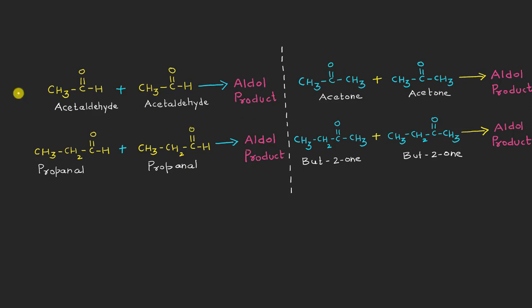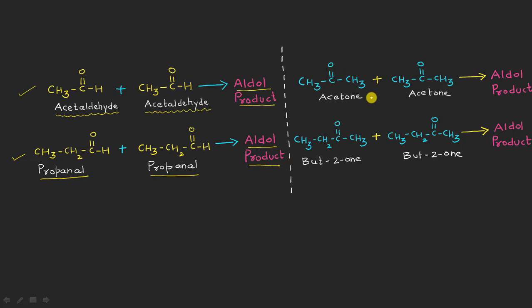Like in the first reaction here, the molecule of acetaldehyde is reacting with itself. I mean, the second reactant is also a molecule of acetaldehyde, giving the aldol product. In the same way, in the second reaction, another aldehyde, propanal, is reacting with a molecule of propanal, the same aldehyde, once again giving the aldol type of product.